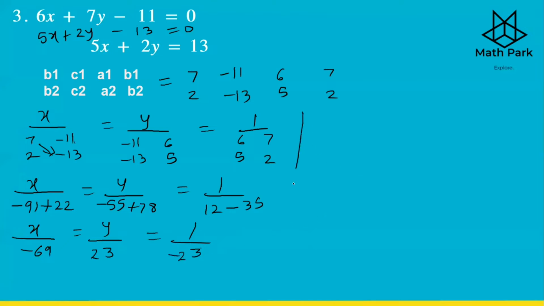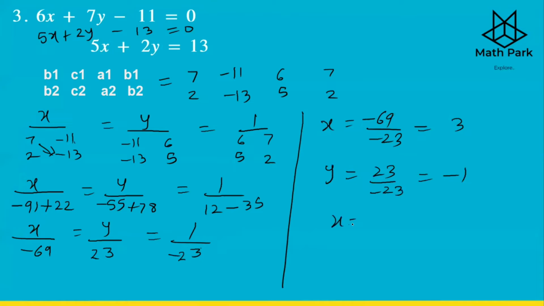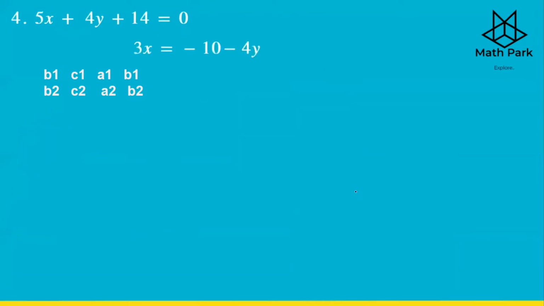So now let us get the values of x. So x is equal to minus 69 upon minus 23. This moves over here. Okay, which is 3. 23 3s are 69. And y is equal to 23 upon minus 23, which is equal to minus 1. So this is how we got the value of x is equal to 3 and y is equal to minus 1. We are done with question number 3. Moving to the next question quickly.